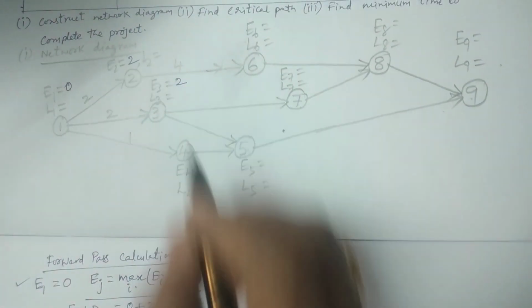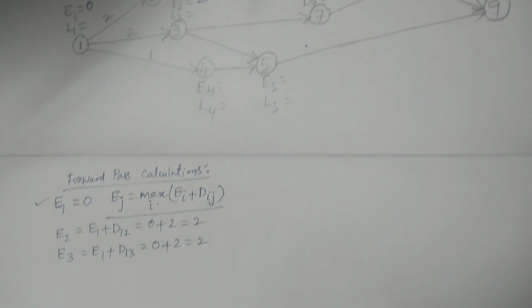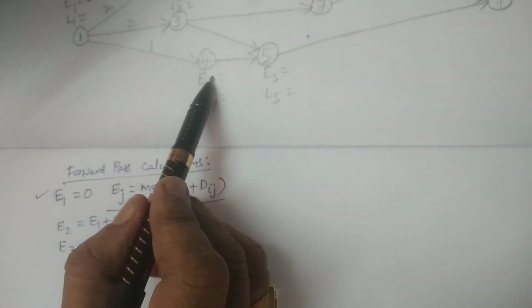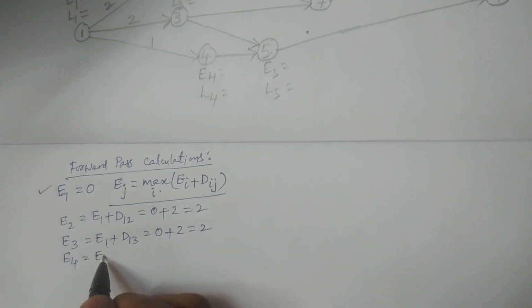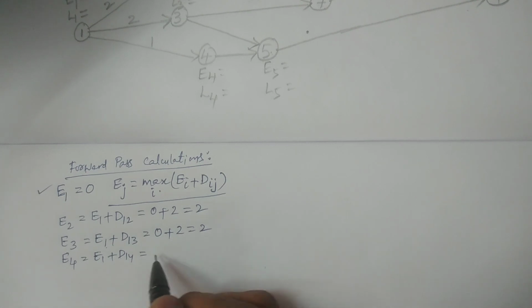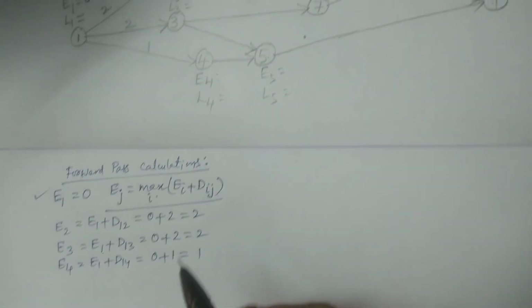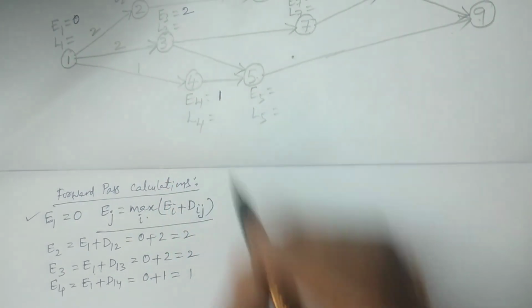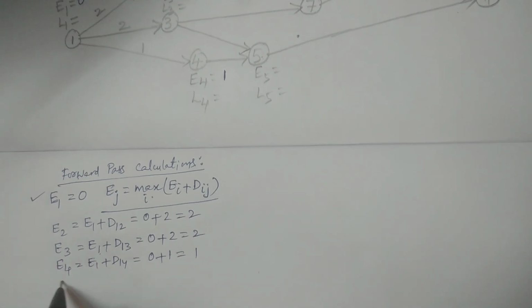I am writing it in the network diagram. Then E4 also has only one connector, 1 to 4. The formula is E1 plus D14. E1 is 0, D14, the duration, is 1, therefore 0 plus 1 is 1. I am writing here E4 is 1.